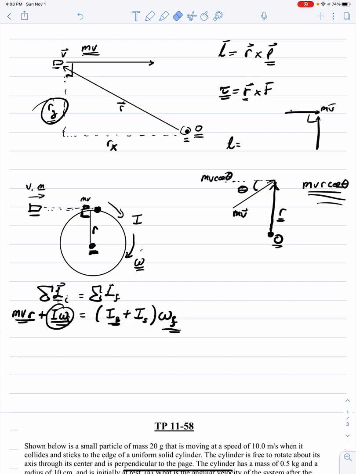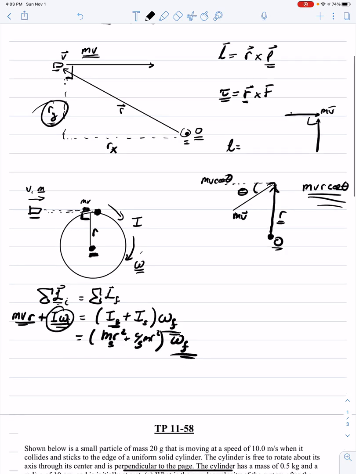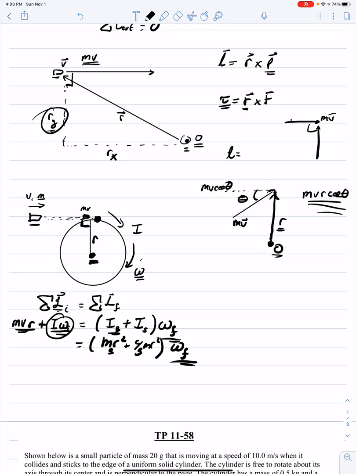Okay, from here on forward, all you have to do is replace these with mr squared for the bullet plus 2/3 mr squared for the spherical shell, times angular velocity. Okay, and voila, you found the initial angular momentum and the final angular momentum. Now whichever they ask you, you can solve for in that respect. Okay, so that is the basic concept of conservation of angular momentum.